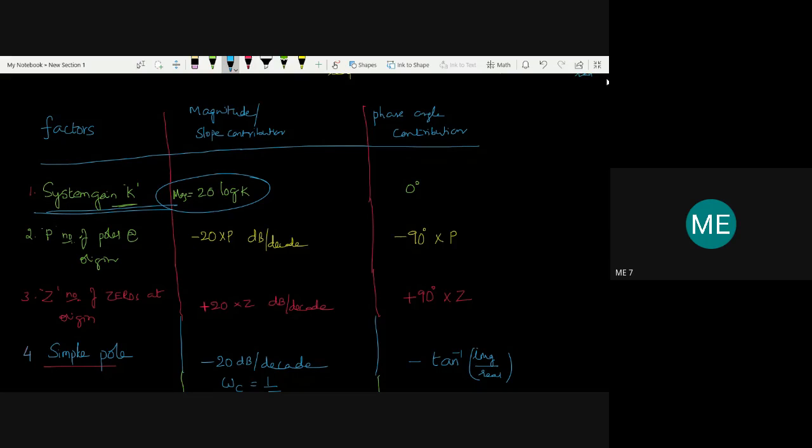Then we'll start doing from the third step, I mean next step onwards. That is, we'll discuss how it can be drawn. So first, understand the factors and their contributions to the magnitude plot and their contribution to the phase angle plot. The phase angle plot is easy, just tabulate the values, and for magnitude we need to find out the corner frequencies for the simple pole and simple zero, and then we need to go on calculating the quadratic pole and quadratic zero.